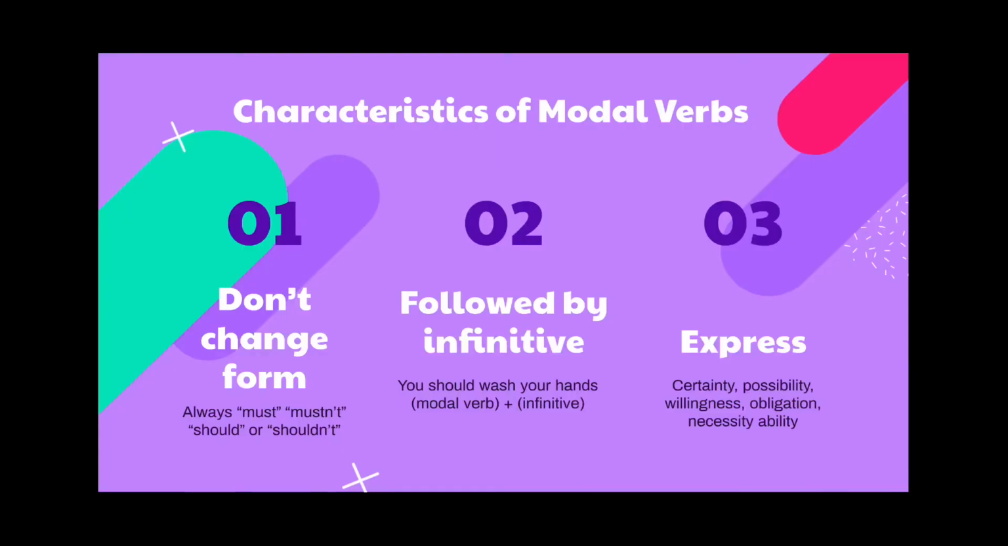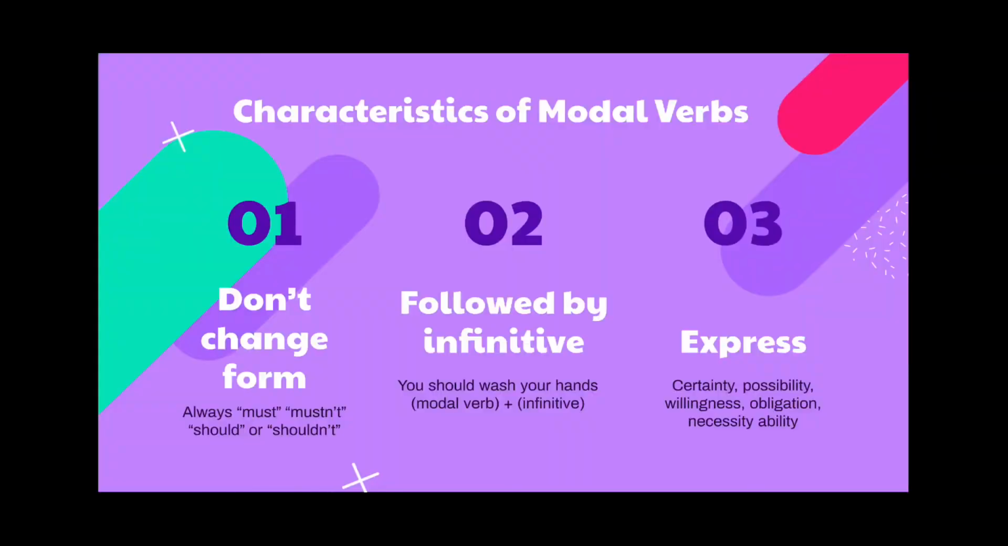Now that we know what a modal verb does, let's talk about their characteristics. Here are some characteristics of modal verbs. Number 1, they never change their form. You cannot add S, ES, ED, or ING. They always stay the same. They always stay must, mustn't, should, or shouldn't. Okay? They are always followed by an infinitive verb without to.